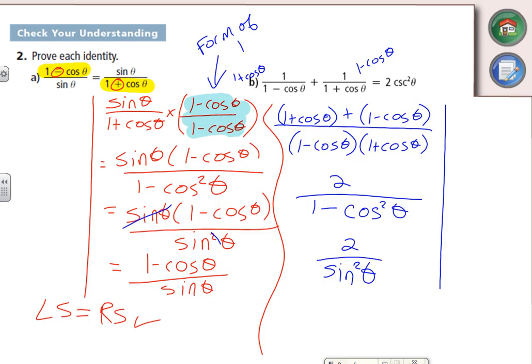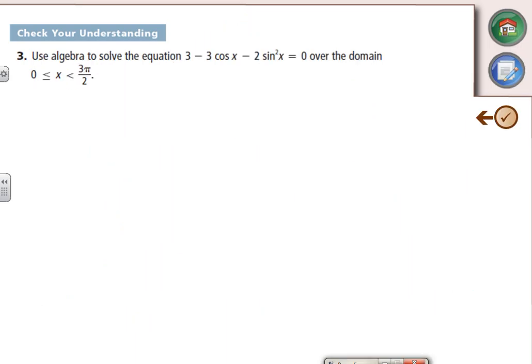Hey, let's go to the right side now. Cosecant squared, that is 1 over sine squared theta. Oh, multiplied by 2, that's 2 over sine squared theta. Left side equals right side. Boom.